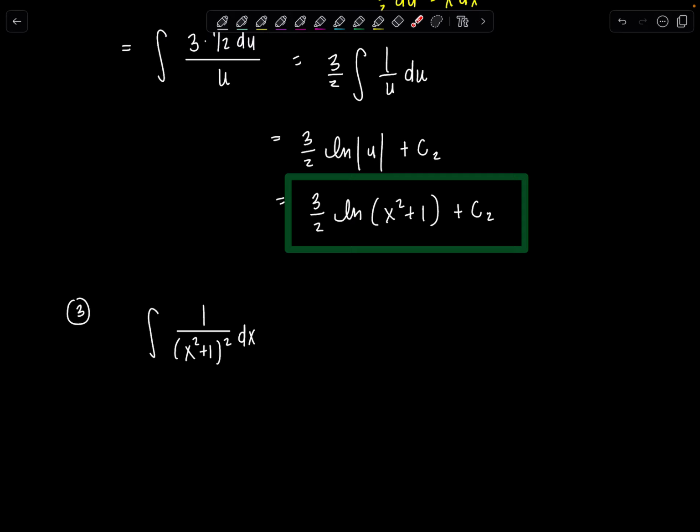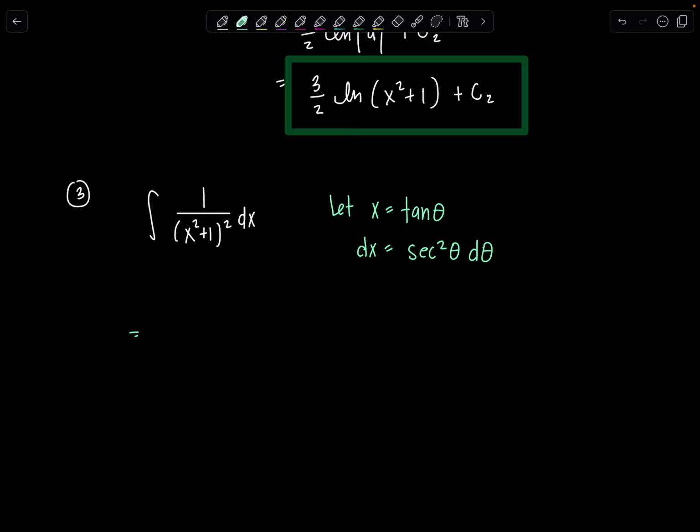So which substitution is appropriate? Well, I have a variable squared plus a constant. So we're gonna go ahead, let x equal a, a is just 1, tangent theta. And then dx would be secant squared theta d theta. All right, so let's see what we got. 1 over, this is x squared, which is going to become tangent squared theta plus 1, all of that squared. And then dx is secant squared theta d theta.